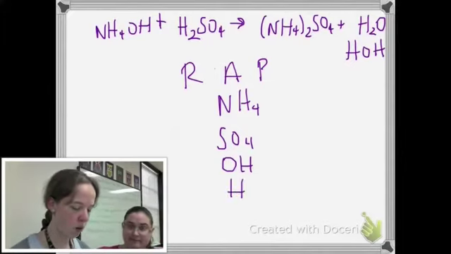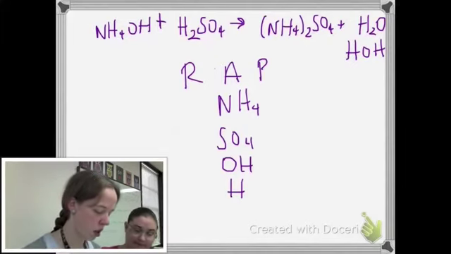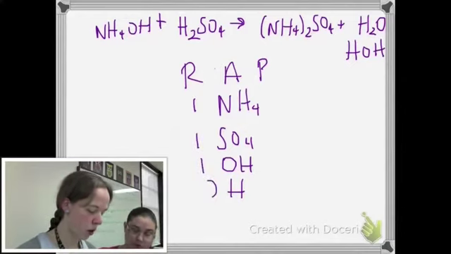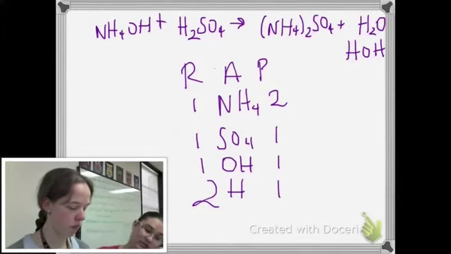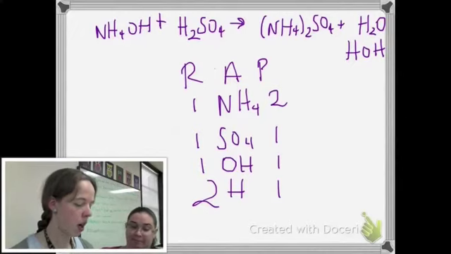All right. So now, how many NH4s do I have on my reactant side? 1. How many SO4s do I have? 1. OHs? 1. H's? 2. Okay, and then product side? 2, 1, 1, 1. All right, so what doesn't match? The H's and the NH4s. Okay, so which one do we want to fix first? NH4.